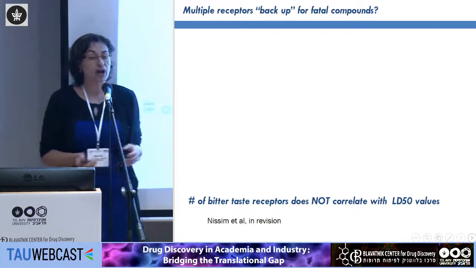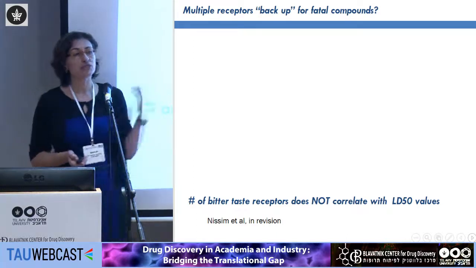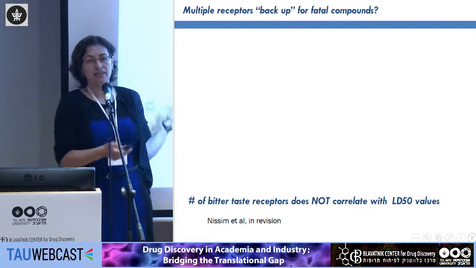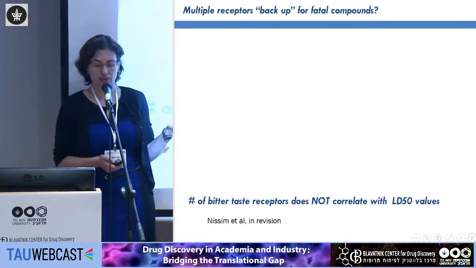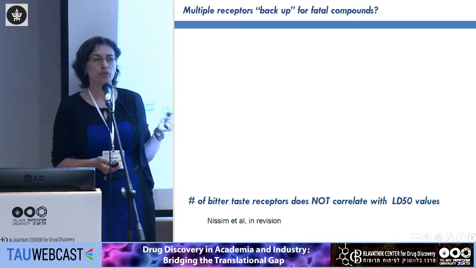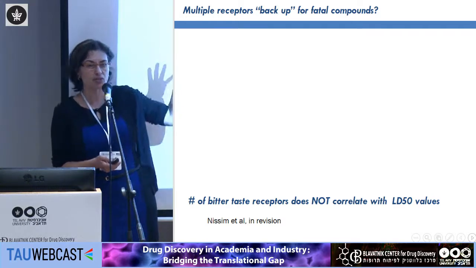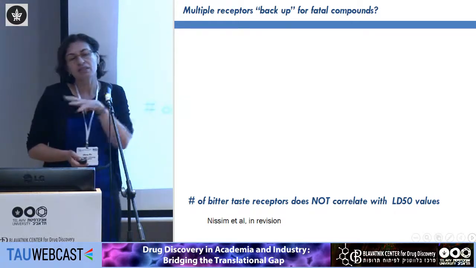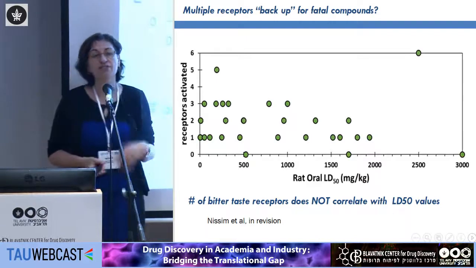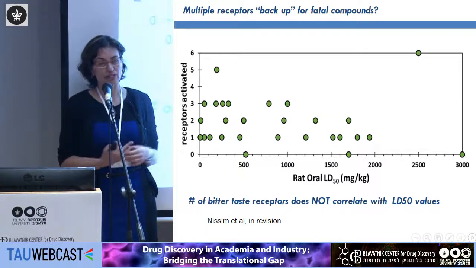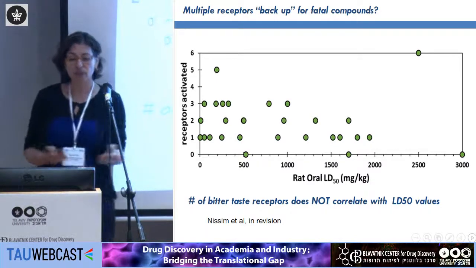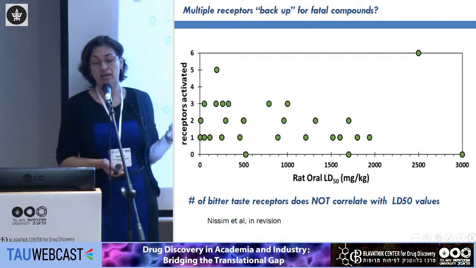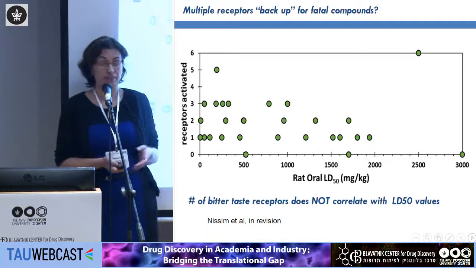So we thought that perhaps we'd find a negative correlation between the LD50 and the number of receptors that are activated. If something is very toxic, many receptors react to it; if something is not toxic, one is enough. But we didn't find such a correlation. So the number of bitter taste receptors does not correlate with the LD50 values.